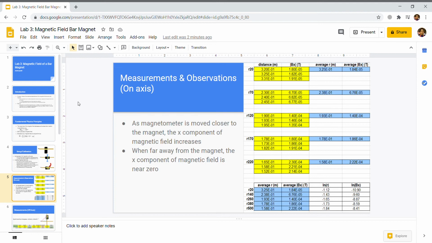Listed here are my measurements and observations on axis, and as we can see from the values, as the magnetometer is moved closer to the magnet, the x component of the magnetic field increases. When far away from the magnet, the x component of the magnetic field is nearly 0.